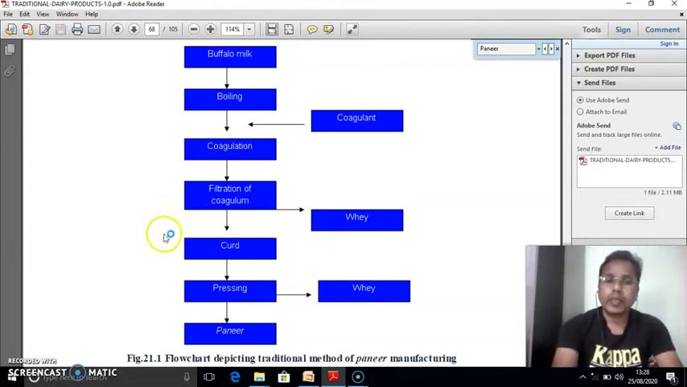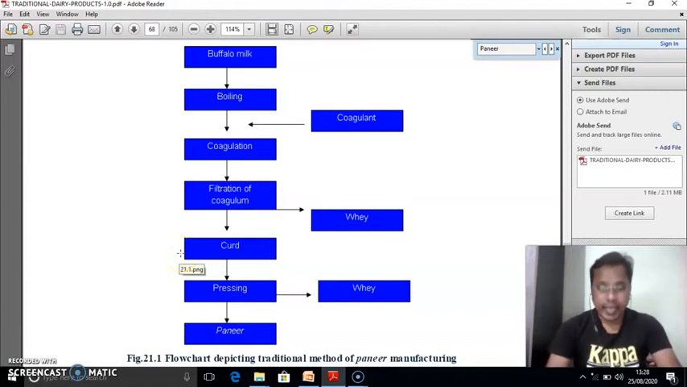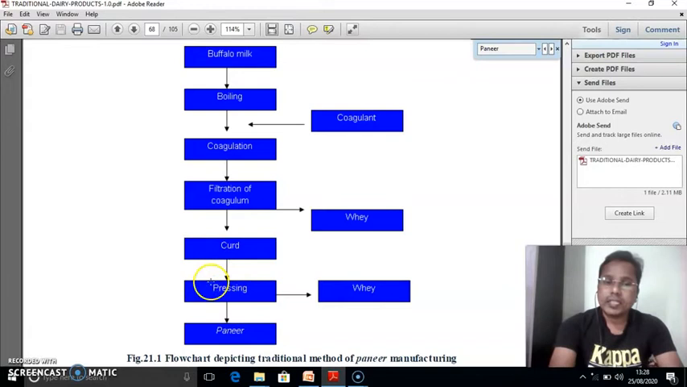or a solid mass. That solid mass or curd is pressed with the help of the presser, and the pressing is allowed to again drain the whey. If any whey is present in that curd, that will be drained out due to this pressing process.